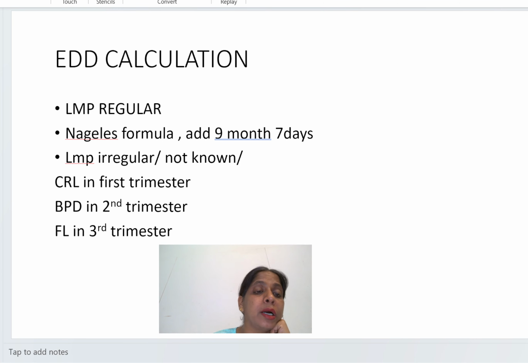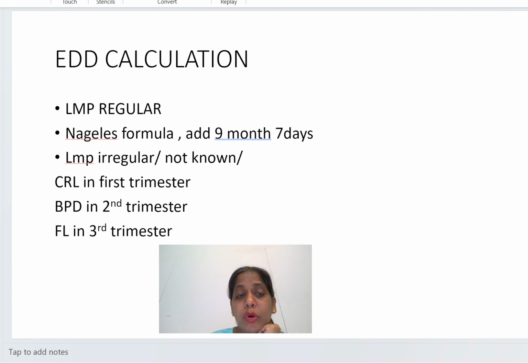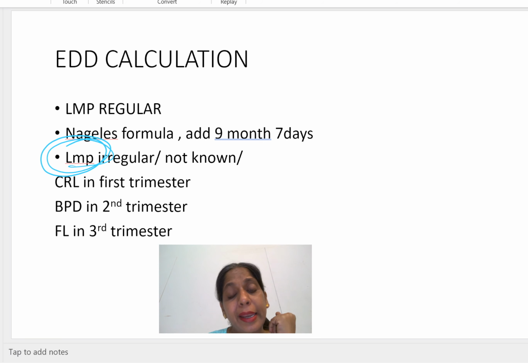The second last question of today is how to calculate the EDD. So 2 things are there. One thing is whether the LMP is reliable or not. First you have to see if the LMP is reliable, then you have to focus on the LMP, and you have to add 9 months and 7 days. That is Naegele's formula. Then you can calculate the EDD. Whatever is the LMP, you have to add 9 months 7 days, right?